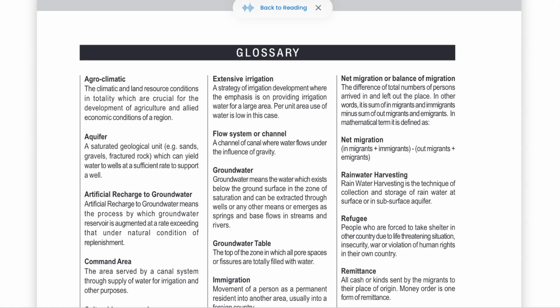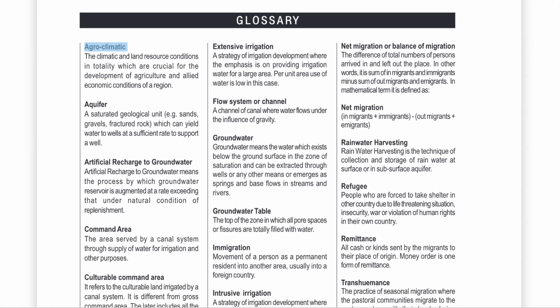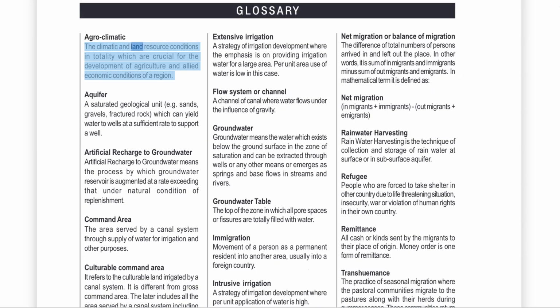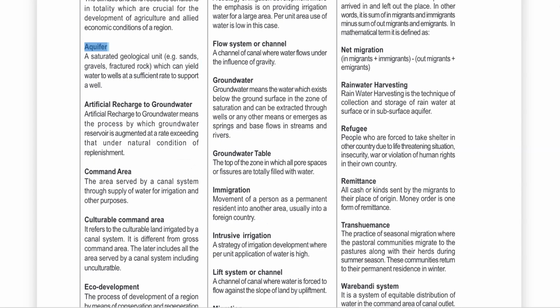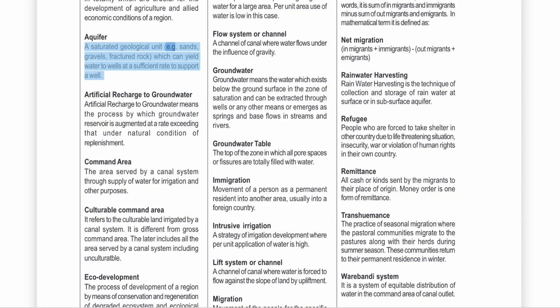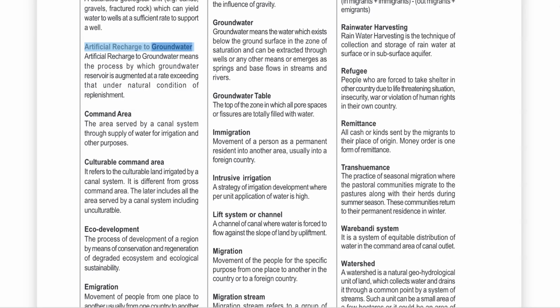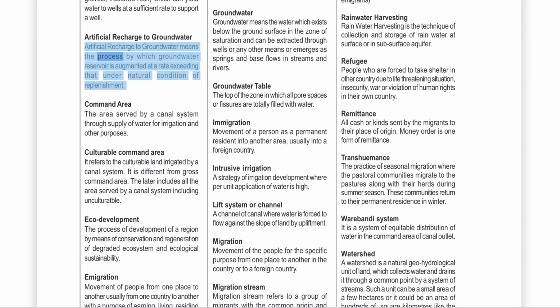Glossary. Agroclimatic: the climatic and land resource conditions in totality which are crucial for the development of agriculture and allied economic conditions of a region. Aquifer: a saturated geological unit, e.g. sands, gravels, fractured rock, which can yield water to wells at a sufficient rate to support a well. Artificial recharge to groundwater: the process by which groundwater reservoir is augmented at a rate exceeding that under natural condition of replenishment.